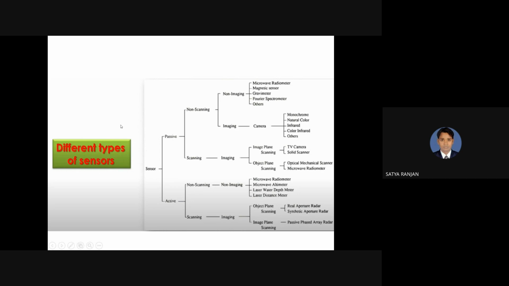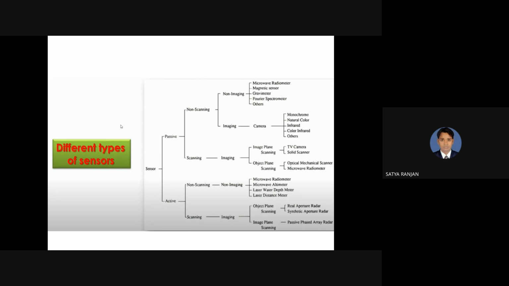Then there are different types of sensors. How many sensors are there? Sensors are divided into active sensors and passive sensors. The passive sensor is again divided into scanning and non-scanning. Non-scanning is divided into non-imaging, like the microwave radiometer, magnetic sensor, gravimeter, Fourier spectrometer. These give the result in graph form, not in image form. The spectrometer is generally used for hyperspectral image analysis.